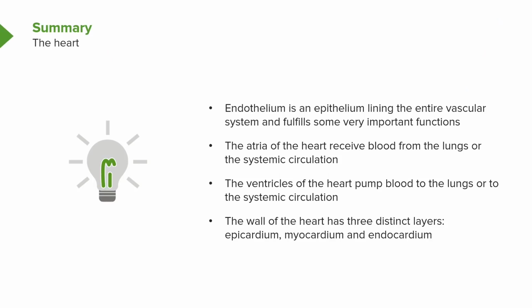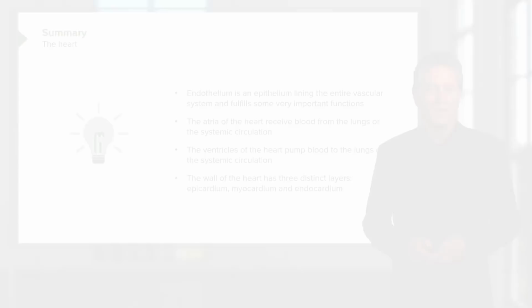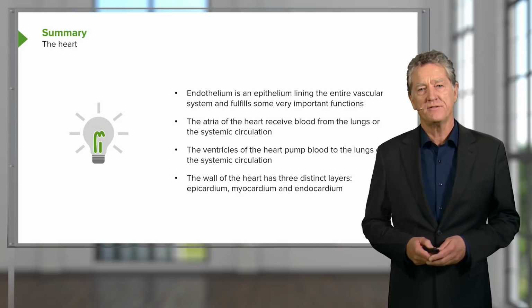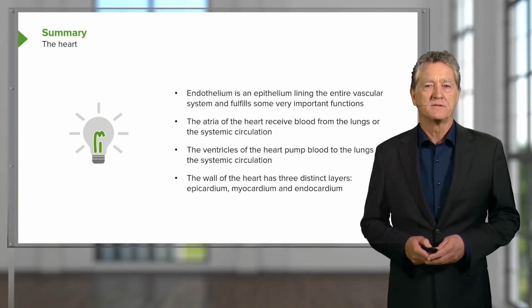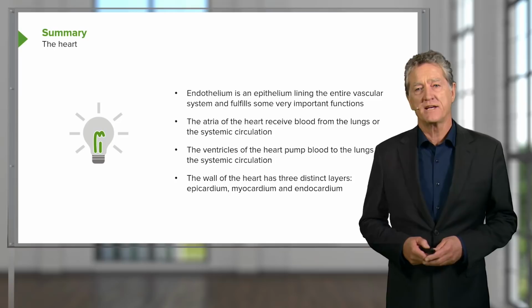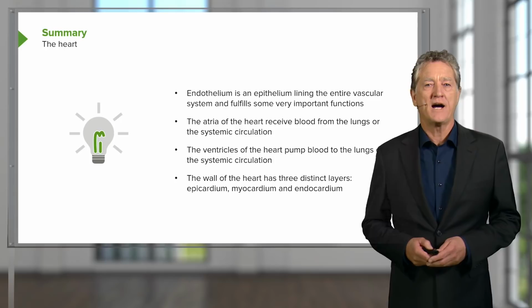So in summary, endothelium is a very important epithelium because it lines the entire vascular system. And as we go through other lectures in this histology course, I will emphasise all the different sorts of functions that endothelium has. Recall that the atria of the heart receive blood from the systemic circulation or from the lungs. The ventricles are the pump of the heart that sends blood to the lungs to be oxygenated, and then it's returned to the left side of the heart, where it's pumped by the left ventricle to the systemic circulation.